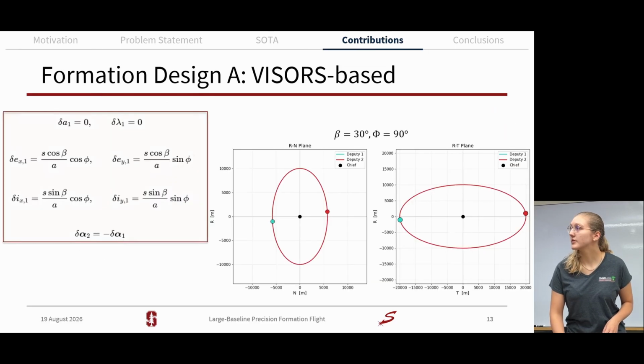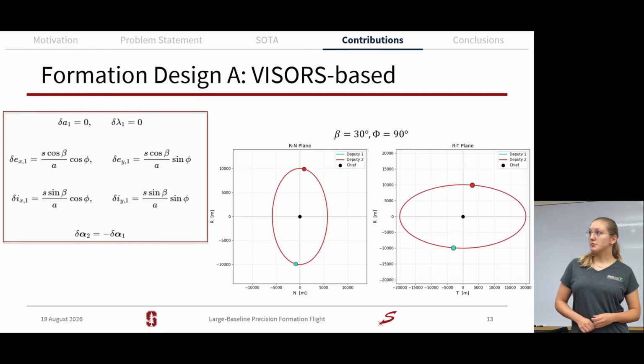So this is just a summary of the final ROEs that I'm receiving with the parameters I've just outlined. And I've plotted an example demonstration of the relative motion in the RN plane and the RT plane for a selection of beta equals 30 degrees, phi equals 90 degrees. We can see that the deputies are opposite of each other with respect to the chief, which is the black dot in the middle, in this linear setting, which is what we wanted to achieve by design.